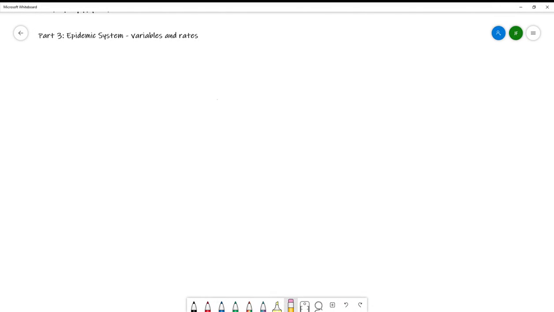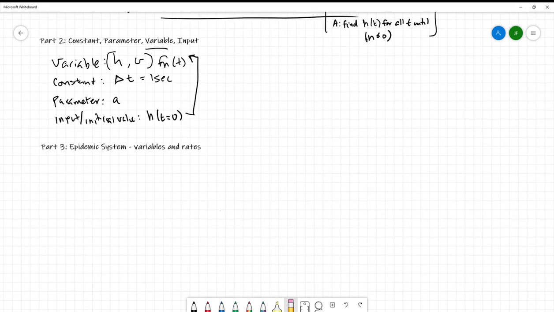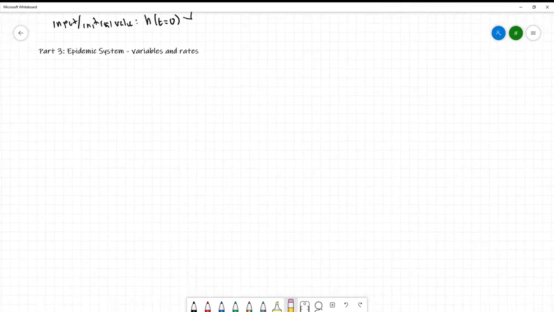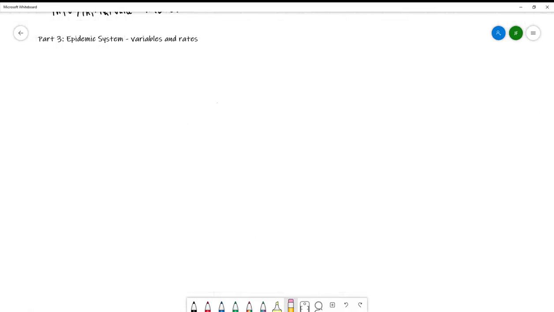As we move toward making this idea of having a system with variables and constants, things that change depending on parameters, initial values that allow us to set things up to start, we want to use that to describe an epidemic passing through a population. We need to talk about what variables and what changes matter in there.